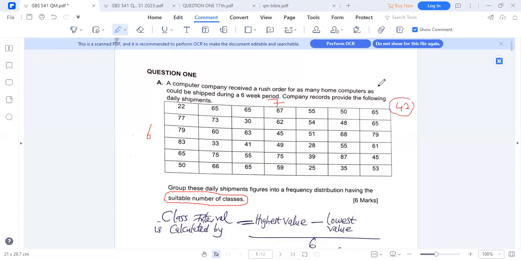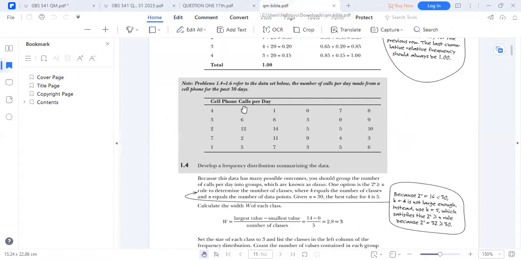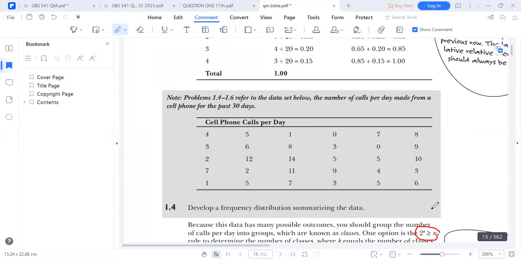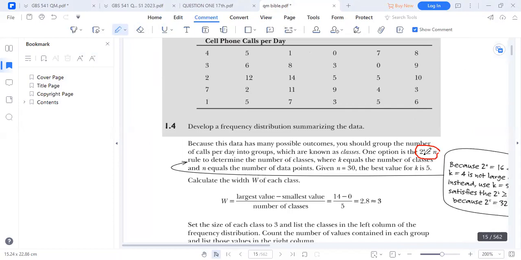When we go to our notes or our textbook, you discover that whenever you're given a sample size to find the number of classes, we have a formula that we use. This formula simply asserts that n should be less than or equal to 2 to the power k. What does this mean? For us to know the number of classes to use, what number can we power 2 to get a number that is greater or equal to n?